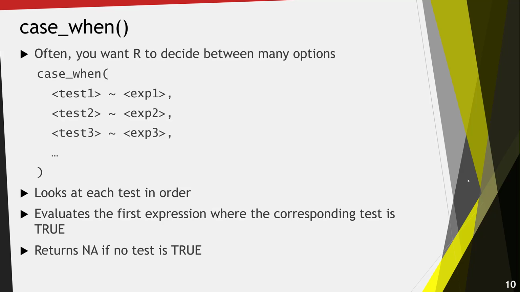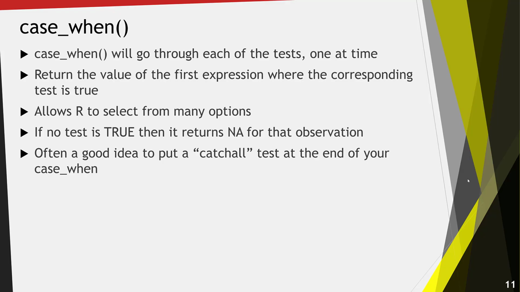If it gets all the way to the end and none of those logical tests were true, it's going to return NA. Again, case when will go through each of the logical tests you specify, one at a time, and it's going to evaluate the expression and return the value of the first case where the logical test is true. This allows R to select from many options. But remember that if no test is true, it's going to return NA for that observation. Frequently, it's a good idea to put a catch-all test at the end of your case when to ensure that you never get an NA value resulting from your case when.